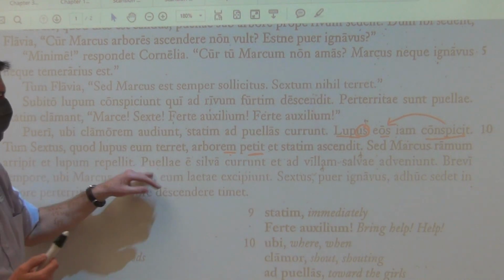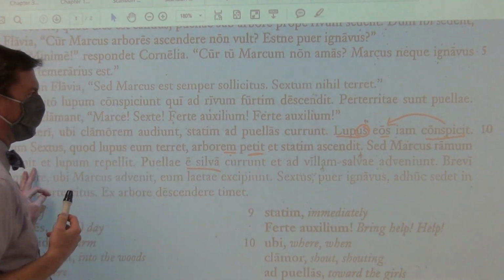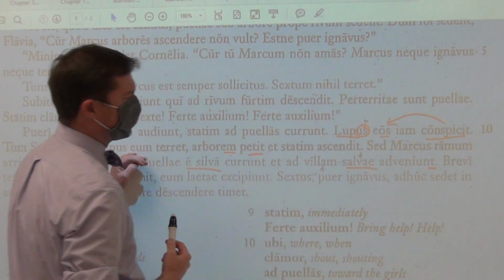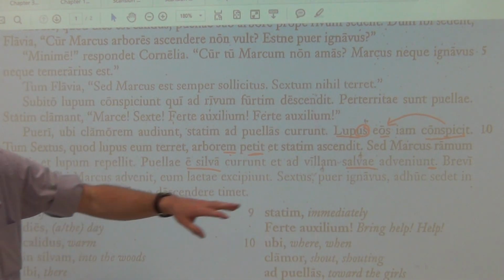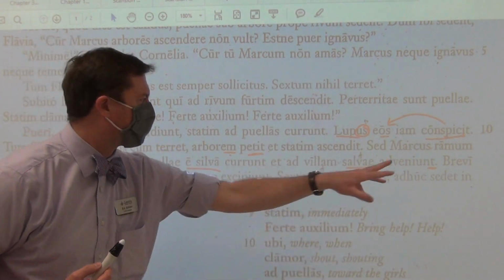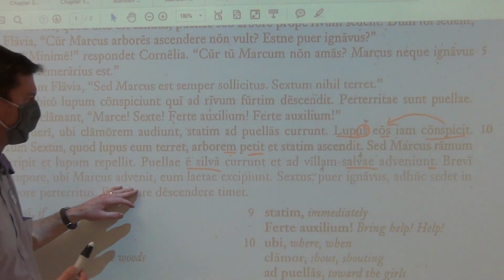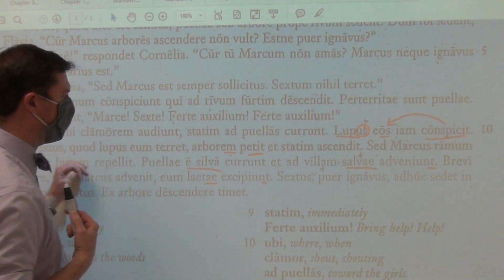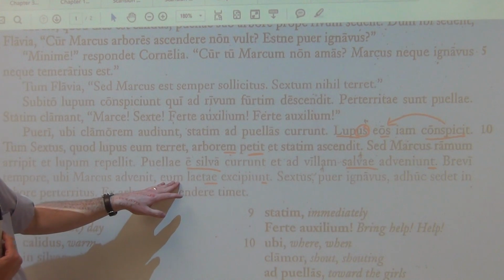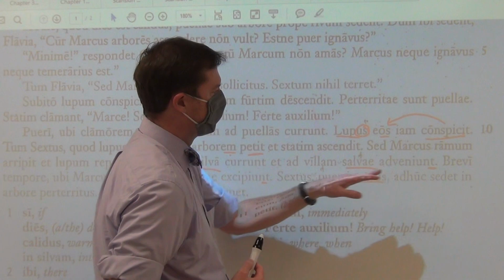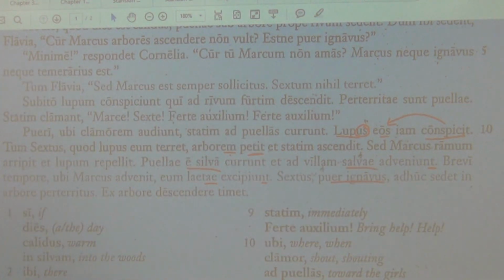The girls run out of the forest, and they, safe and sound, salvae, arrive at the country house. Brevi tempore, in a short time. When Marcus arrives, again, when or where, Marcus arrives, they, the happy ones, welcome him. Sextus, the cowardly boy, still sits in the tree, terrified.